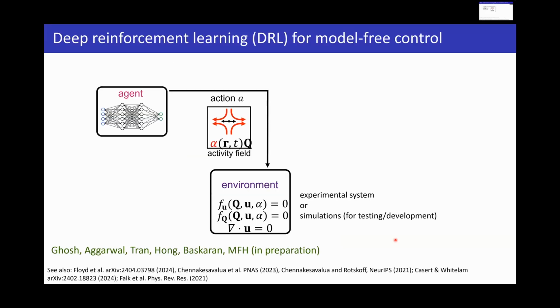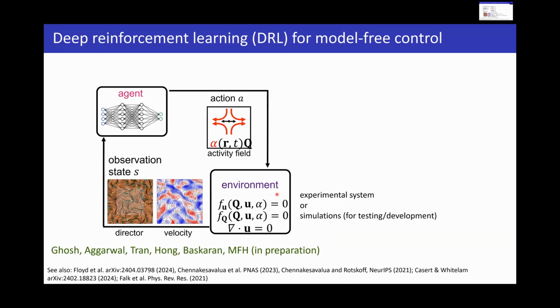Again, many of you are probably familiar with reinforcement learning, but the idea is that you have some environment which eventually, and as I said, we are actually implementing this now, will be the experimental system. But for what I'm going to show you, it's a simulation model. That environment gives you observations of the state of the system. So in our case, it's going to give the director field and the velocity field. We actually had to develop our own machine learning tools to be able to reliably extract these from experimental data.